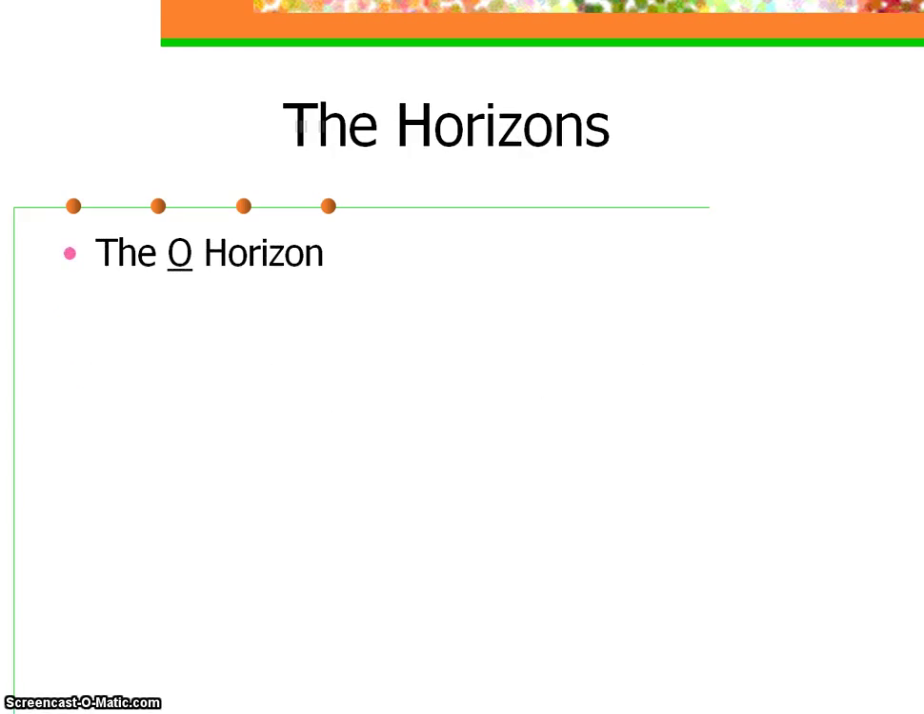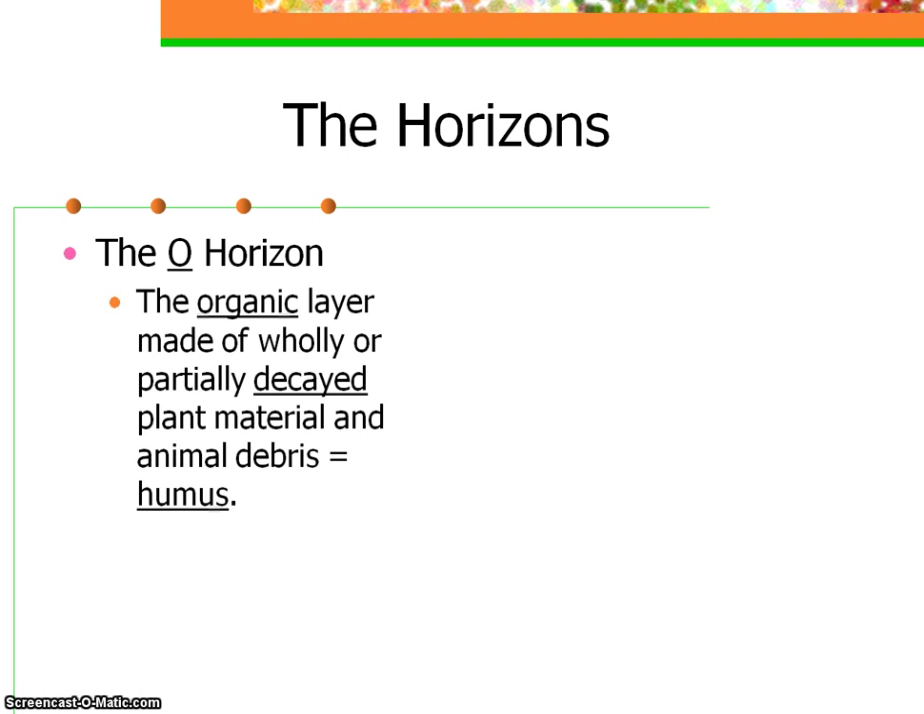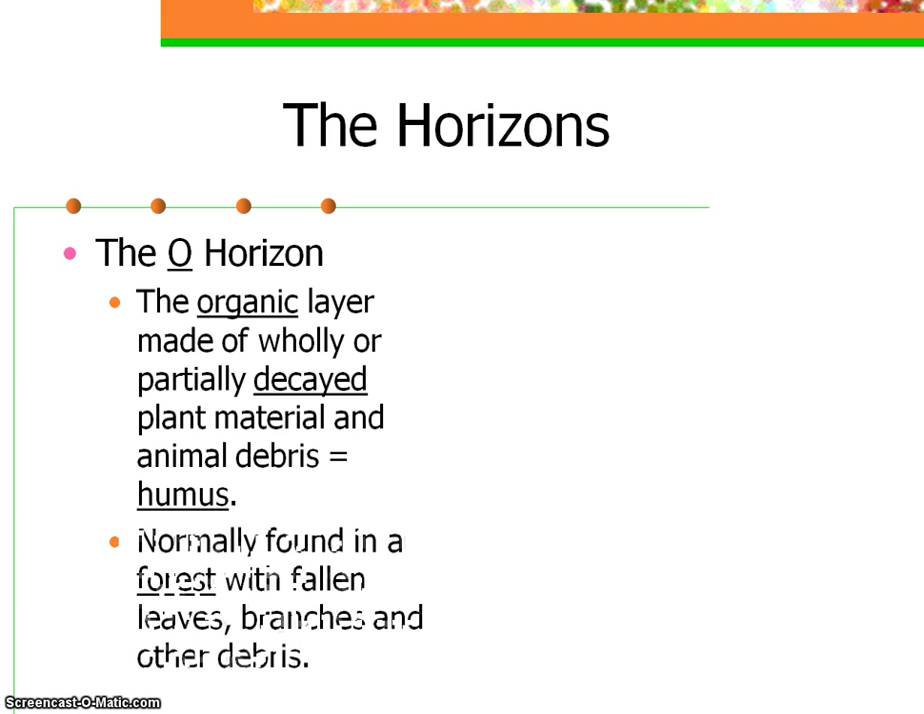Alright, let's start looking at these a little bit more closely. The O horizon is where most of the decayed plant and animal material is going to be found. It's going to be this very thin layer, just a few millimeters thick, of organic material. We're going to call this humus. And this is nature's natural fertilizer.